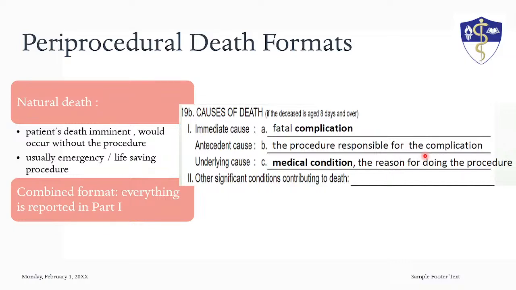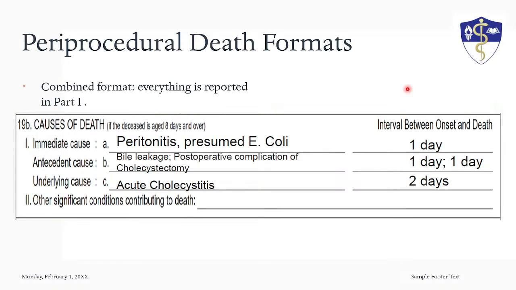So the underlying cause is the medical condition or the reason for doing the procedure. Next. So you can place appendicitis, right? Appendectomy, intraoperative or post-operative due to an appendectomy can be placed in here, right? Next, peritonitis, presumed E. coli because of bile leakage, a post-operative complication of cholecystectomy. It was not sutured properly. Could be, you know.